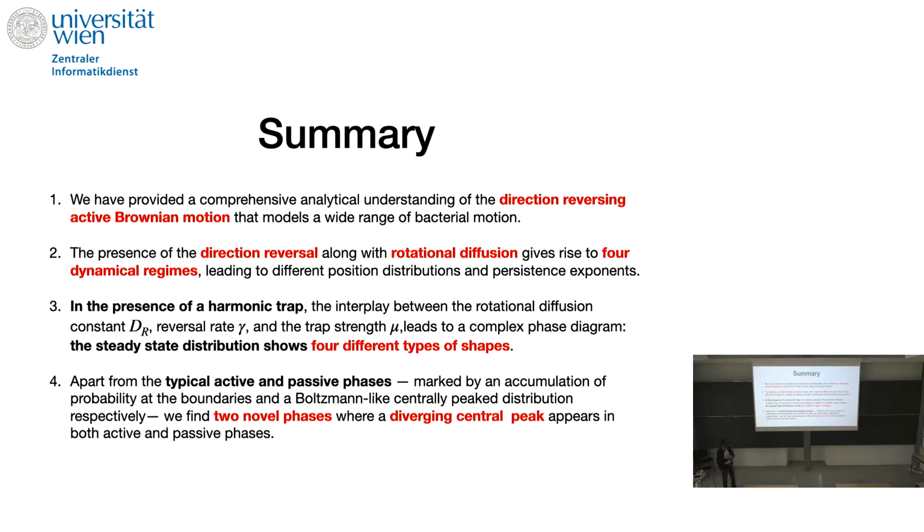So to summarize, here we have provided a comprehensive analytical understanding of this direction reversing active particle. The presence of this directional reversal and rotational diffusion gives rise to some non-trivial regimes which are absent in other active particle models. In the harmonic trap, again because of this directional reversal, rotational diffusion and trap, they lead to a complex phase diagram, and in particular we find these two phases which are not there in the typical active particle models. So there are two novel phases where there is a diverging central peak.